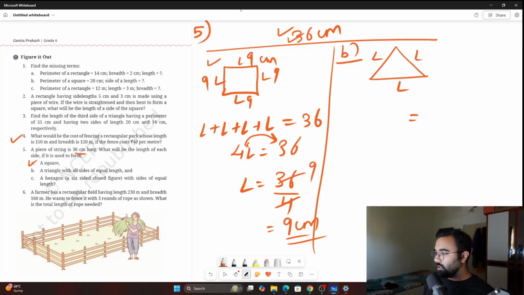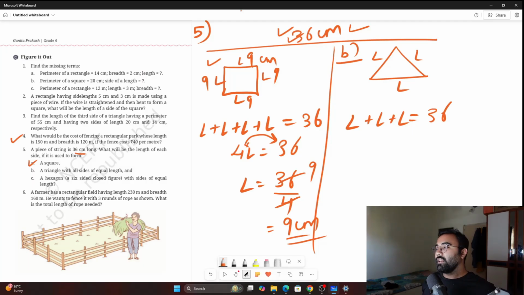I'll again place an equal sign or equality in between. What shall I write on the left hand side? L plus L plus L. That will be the perimeter. Now since you are using the same string of 36 centimeter, the perimeter also should be equal to 36.